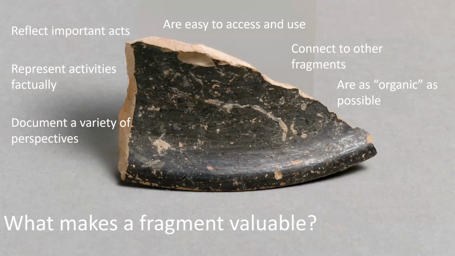And obviously, as an archive, you want to collect the most valuable fragments that you can, right? If you bring fragments into your repository that don't meet some of these criteria, that maybe don't reflect the most important parts of a person's life or an organization's activities, that don't document a variety of perspectives and maybe just document one perspective, then that's taking up space and resources that other records, which might be more important and more valuable, may not be able to take.